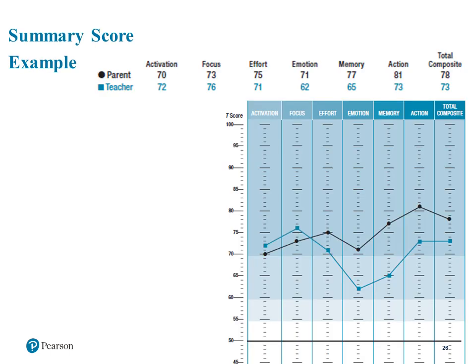Okay, and here's an example of a summary score. You could see if you're doing a parent and a teacher form, you will have both the parent and the teacher to compare how they're viewing the student.